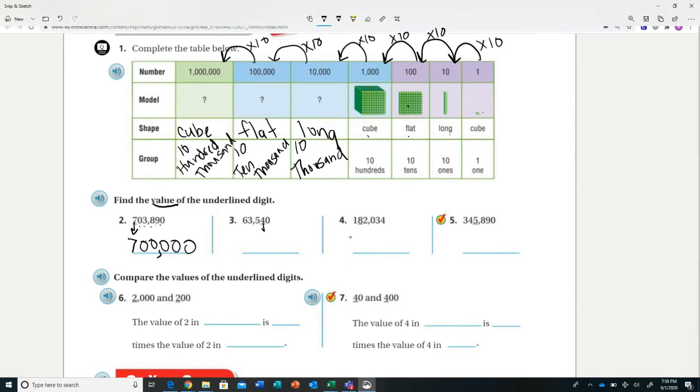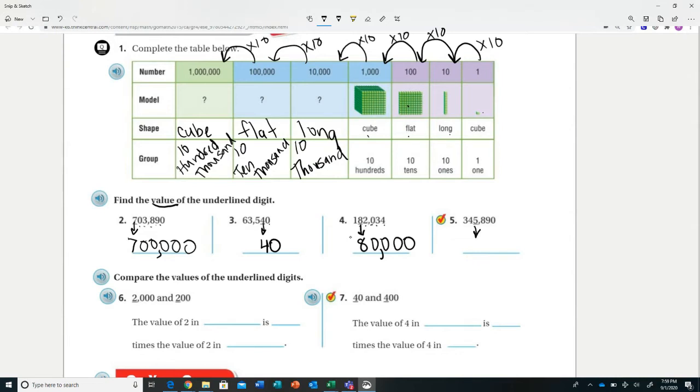The value of the 4, same idea. I'm going to bring the 4 down. I have 1 digit to the right. It's going to remain a 0, and the value of the 4 in the tens place is 40. Same idea here, 182,034. I'm going to bring that 8 down. I'm going to count all the digits to the right. I have 4 numbers to the right. So in my value, I'm going to put 4 zeros. I'm going to put a comma between the hundreds and the thousands place, and the value of the 8 is 80,000.